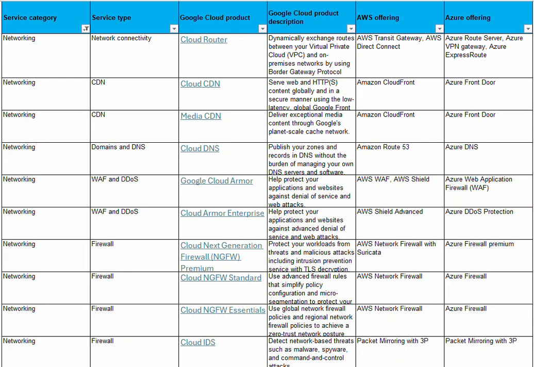So team, we are going to look at the networking resources on AWS, Google and Azure cloud today. Okay, the first thing is network connectivities. Whenever there is a connectivity, there are different scenarios.